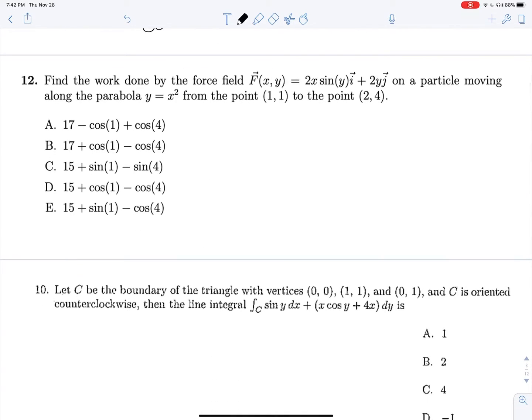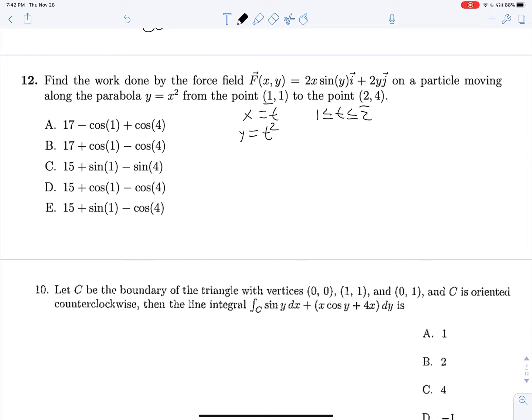Let's find the work done by this force field on a particle moving along the parabola y equals x squared from the point 1, 1 to the point 2, 4. Well, we just did this parametrization before. We can do it again. We know that x is equal to t, y is equal to t squared, and our bounds on t are just our values for x. So 1 is less than or equal to t, which is less than or equal to 2.